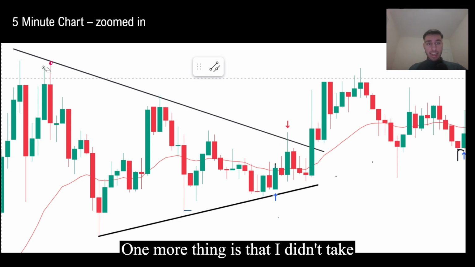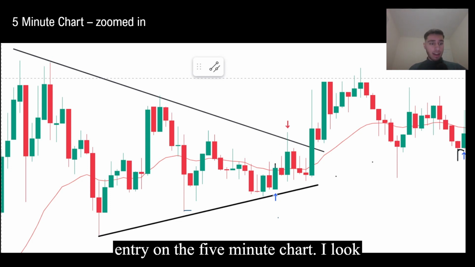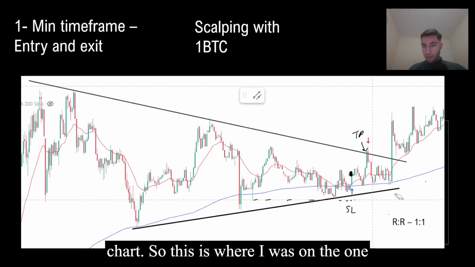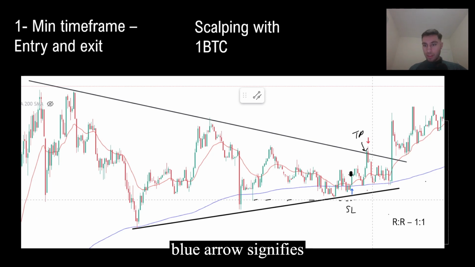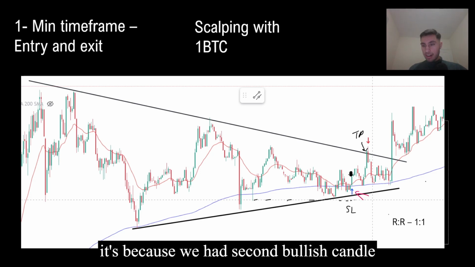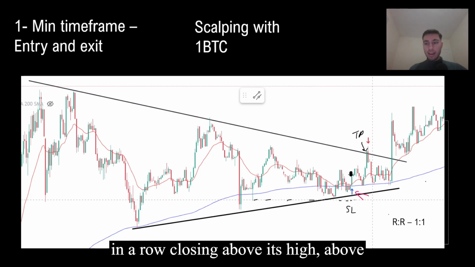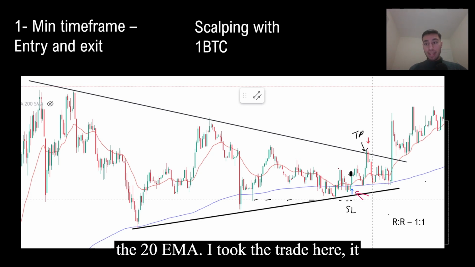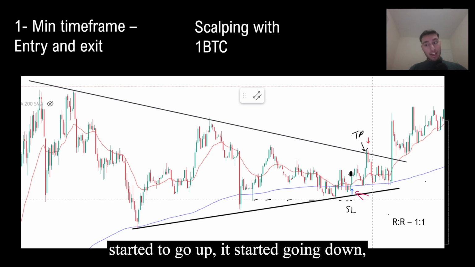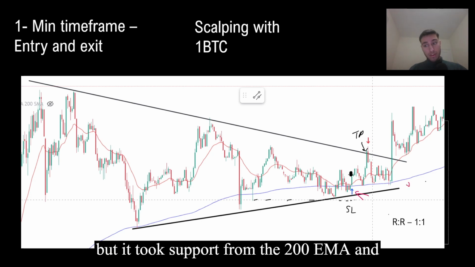One more thing is that I didn't take entry on the 5 minute chart. I looked for a precise entry on the 1 minute chart. So this is where I was on the 1 minute chart. And you can see this blue arrow signifies where I took the trade. It's because we had a second bullish candle in a row closing above its high, above the 20 EMA. The orange line, as you see, is the 20 EMA. I took the trade here. It started to go up. It started going down, but it took support from the 200 EMA.